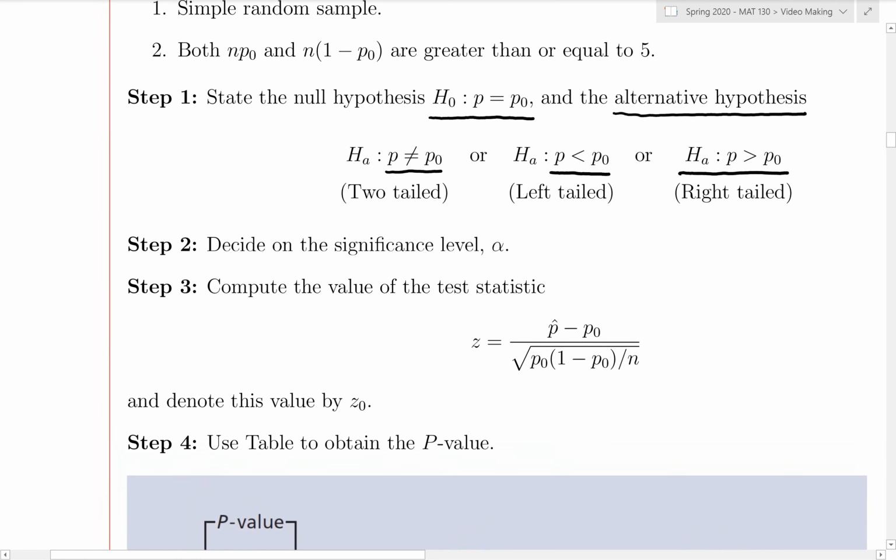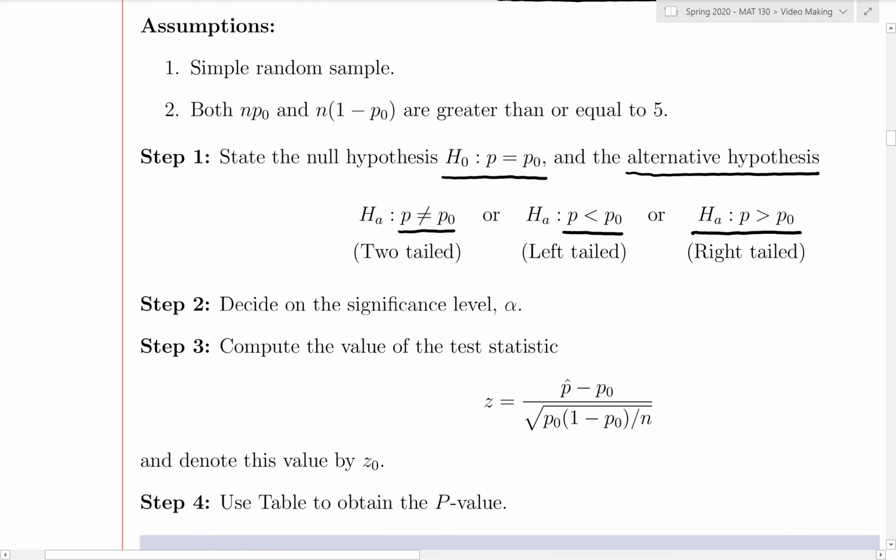All right, and the reason I jumped into step one here before talking about the assumptions is, as usual, we are talking about a simple random sample here. But the second condition that we need to satisfy is the following. N, remember, is the sample size. We need both N times P naught, this P naught here being the hypothesized value of our population proportion, and N times 1 minus P naught to be both bigger than or equal to 5. All right, so this P naught here that we are talking about in our assumption is our hypothesized population proportion.